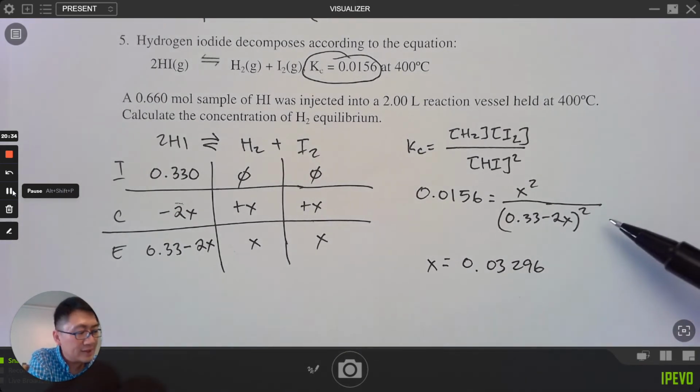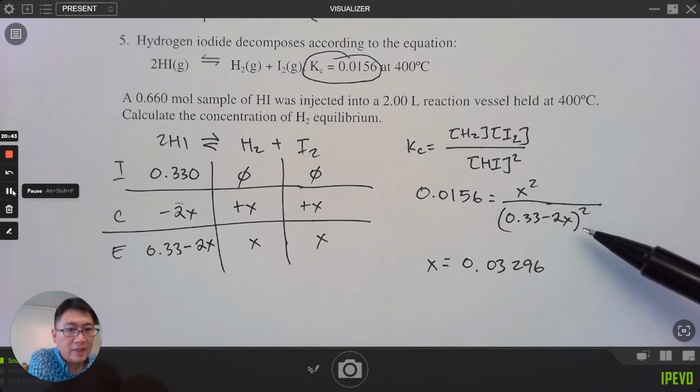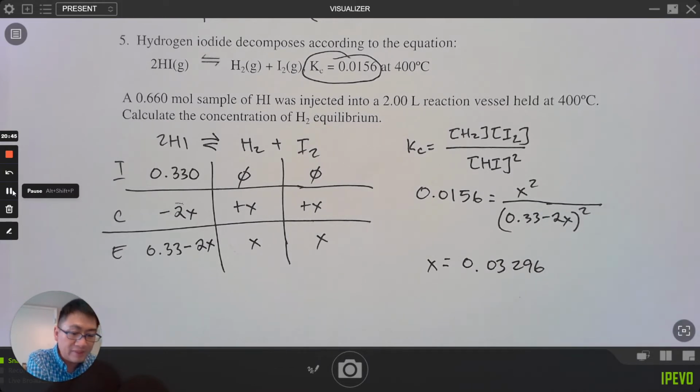But find x. Probably the easiest thing is, well, there are multiple ways of doing it. You could take the square root of both sides, since it's squared over squared. That's one way to do it, but I think I did another way. Either way, find x.